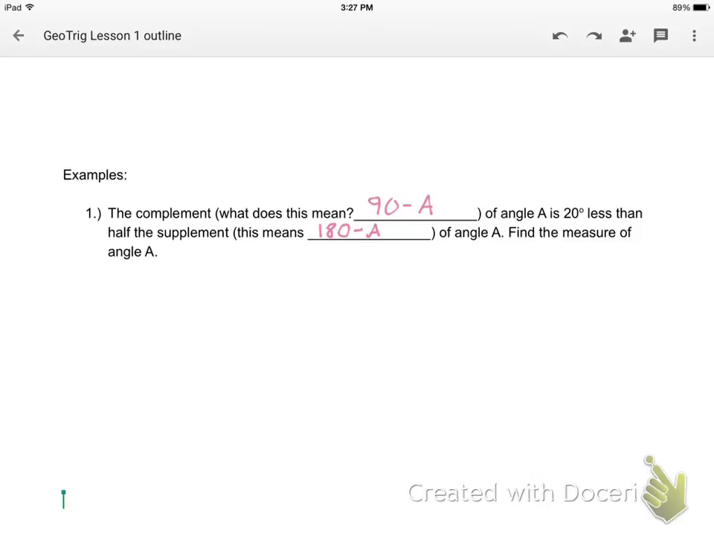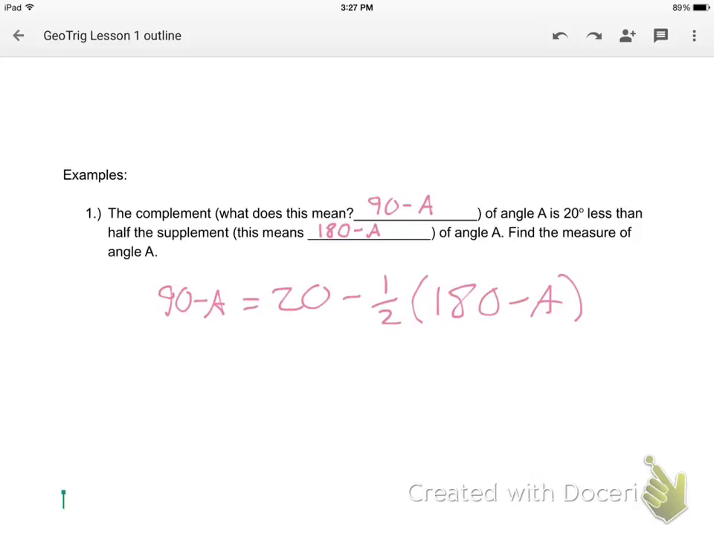So now we actually have to write the equation so we could solve it. Okay, so it says the complement of angle A. Okay, so we should know 90 minus A. And then it says is. Whoa, what mathematical symbol is? Equals. 20 less than half the supplement. So should I write 20 minus half of something? What's that something? That something's 180 minus A. Is that the equation?